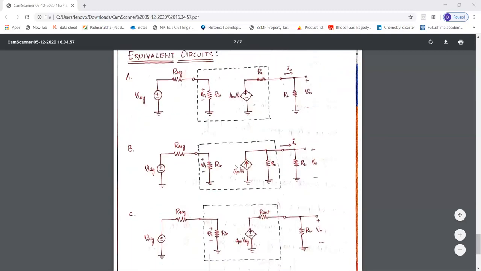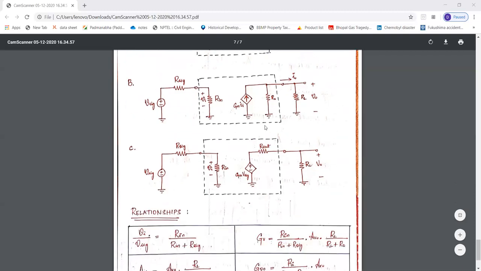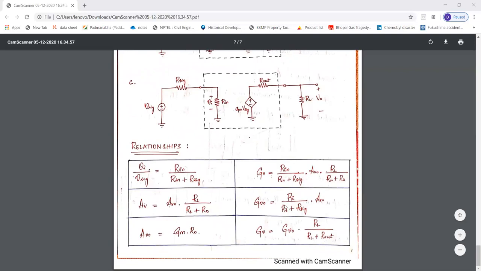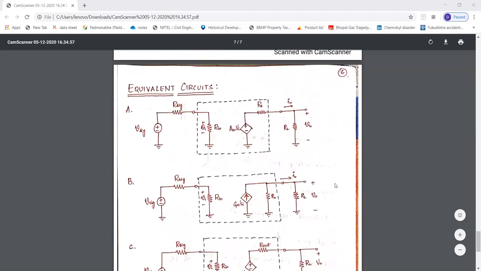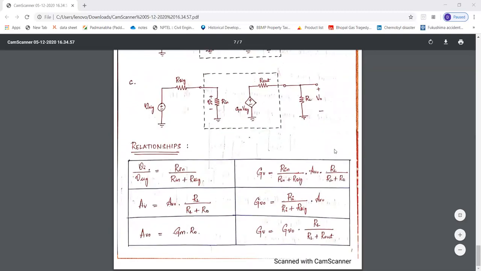And AV is equal to AV naught into RL by RL plus R naught. Okay, these are the outputs that you want to look into. AV naught is equal to GM into R naught. GM into R naught is equal to AV naught. Like that, you just go through these six formulas and these circuits. And next, we'll continue with the next topics.